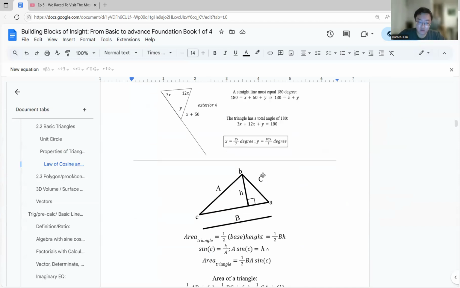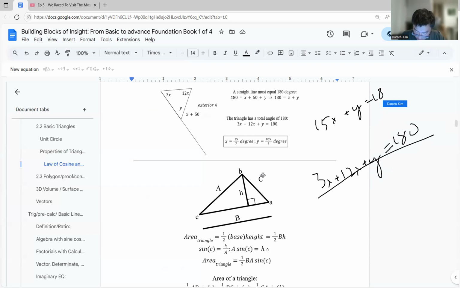From here, we're doing the exterior angle. This part is what we call the exterior angle. By the way, if you didn't know, if you have two angles, we know the third angle because it has to be 180 if it's planar. Anyways, 3x plus 12x plus y equals 180, which is 15x plus y equals 180.